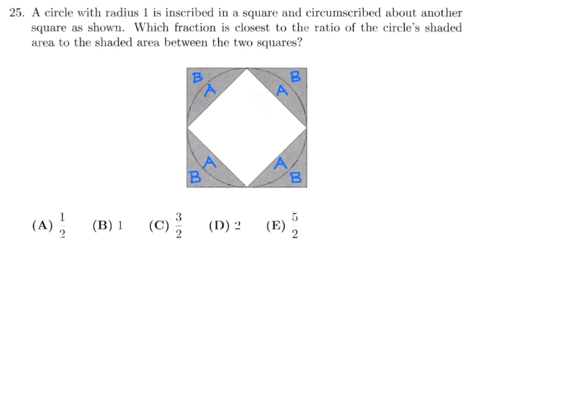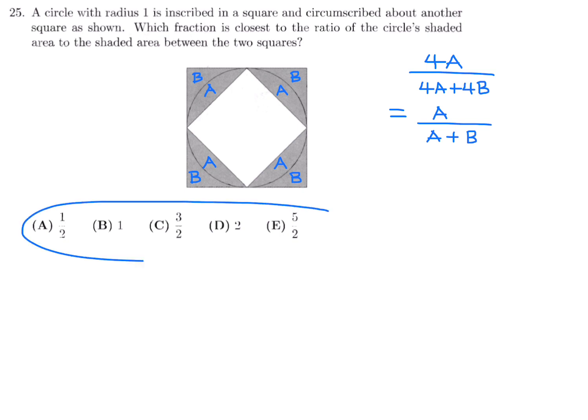So what they are asking us is to find the following ratio: 4A over 4A plus 4B. So this is what they want. Now you can divide top and bottom by 4 and you just get left with A over A plus B. So my task now, of course, is to find the area of A, the area of B, and then plug them back into this equation and figure out which one of these answer choices that number is closest to.